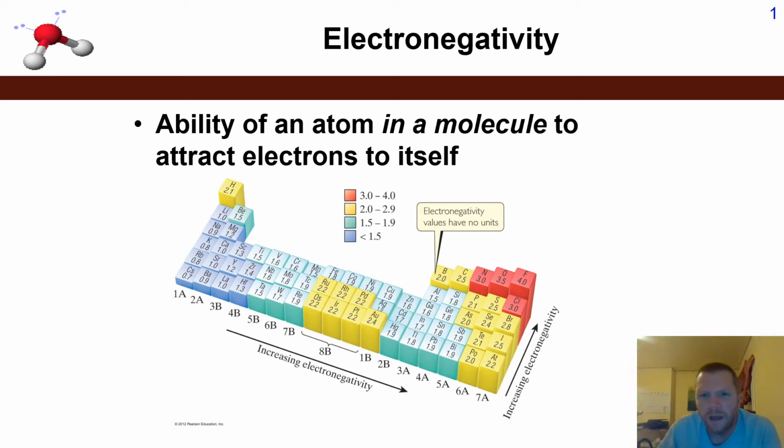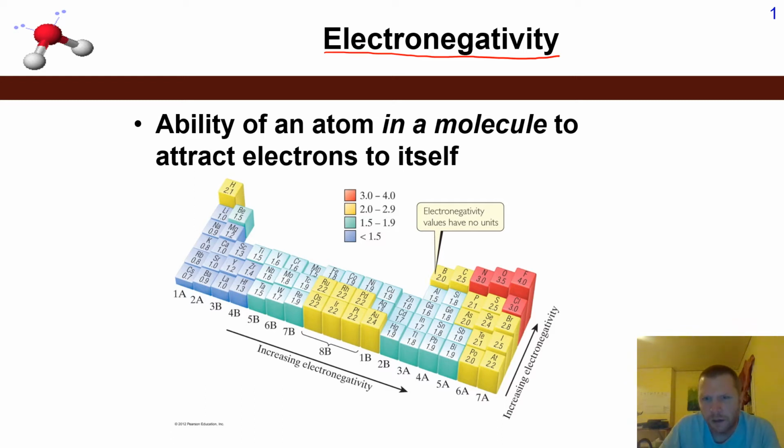Now, in order to have a good discussion about the classification of bonds, one of the things you have to have a good understanding of is this concept known as electronegativity. Electronegativity is a measure of basically how much a given atom wants electrons that are within a bond. Okay, so just to put things into perspective, we've got a spectrum.